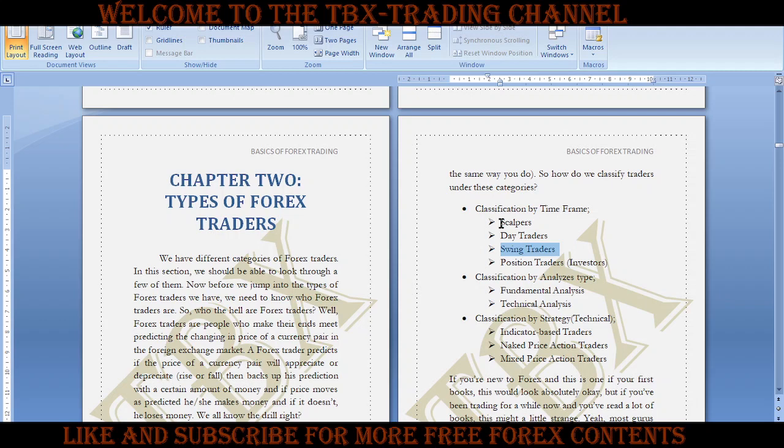So scalpers are traders who like to trade in a very, very short term. They like to get out of the trade as soon as they have gotten in. They don't like to hold trades for a long time. Some scalpers hold trades for 5 minutes, 10 minutes, 3 minutes, 2 minutes, even 1 minute if possible. They just get in, get out, get in, get out.